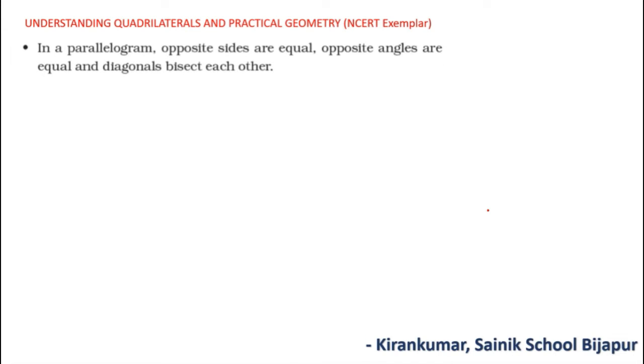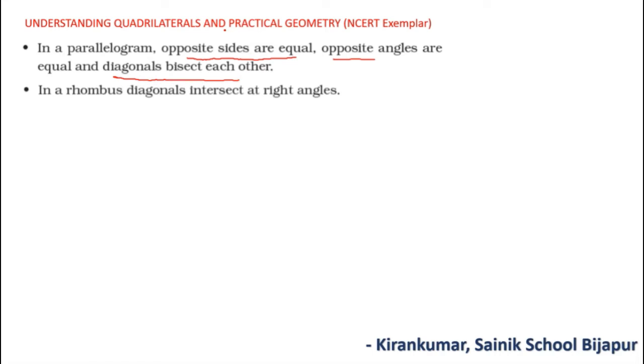In a parallelogram, opposite sides are equal, opposite angles are equal, and diagonals bisect each other. This property you must remember so that you can solve any question related to a parallelogram. In a rhombus, diagonals intersect at right angles and also bisect each other. In a rectangle, diagonals are equal.